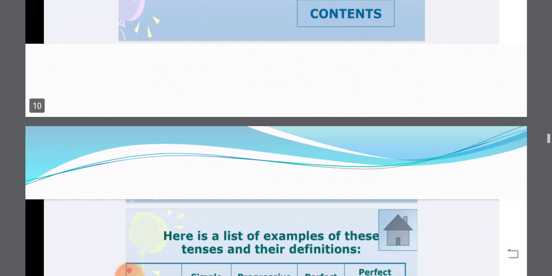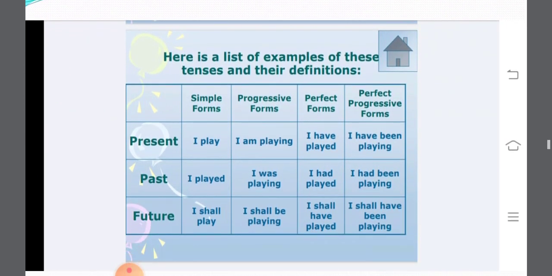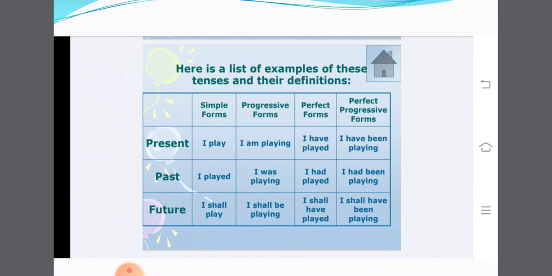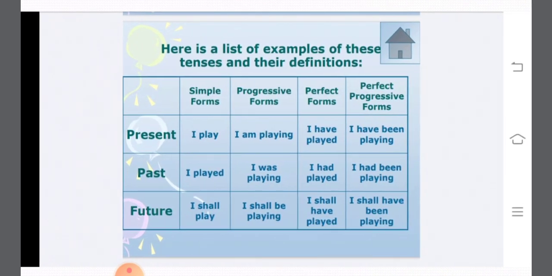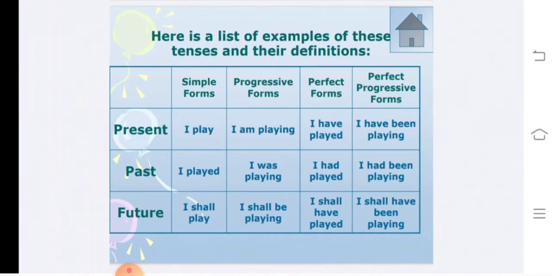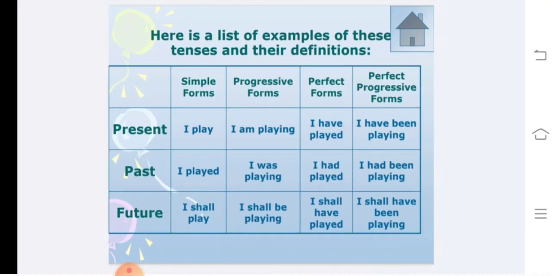And now we'll proceed to see the different types of one simple sentence, how the sentence will change depending upon different tenses. For example, in present simple form or the indefinite form, I play, then continuous, I am playing, perfect, I have played, and perfect progressive or continuous, I have been playing.